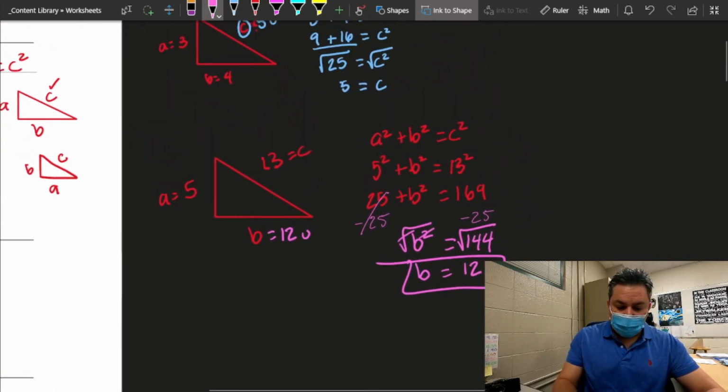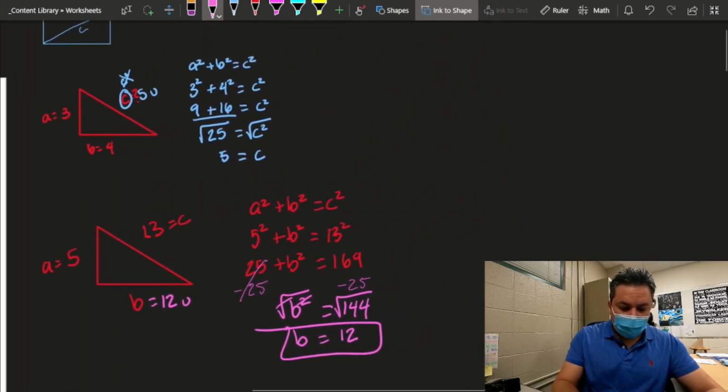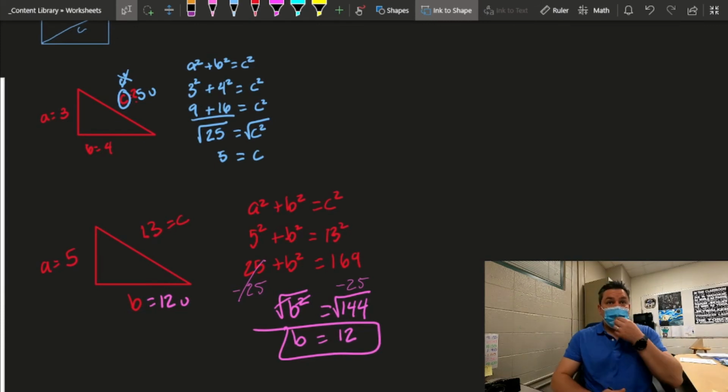So recap. If you are missing C, all you have to do is square the other two numbers, add them, and take the square root. But if you're missing either A or B, you will have to subtract at one point. Then take the square root. If you're missing A or B and you don't subtract, you're doing something wrong.